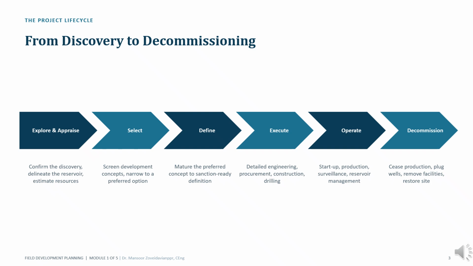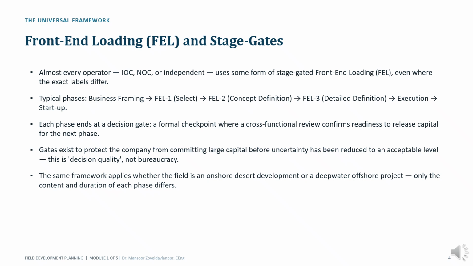The FDP is developed and refined primarily during the select and define phases and becomes the foundation for the investment decision. Most companies have their own project delivery system, but almost all of them follow the same underlying philosophy. That philosophy is called front-end loading, or FEL. The idea is straightforward. Project definition should increase progressively while uncertainty decreases progressively.